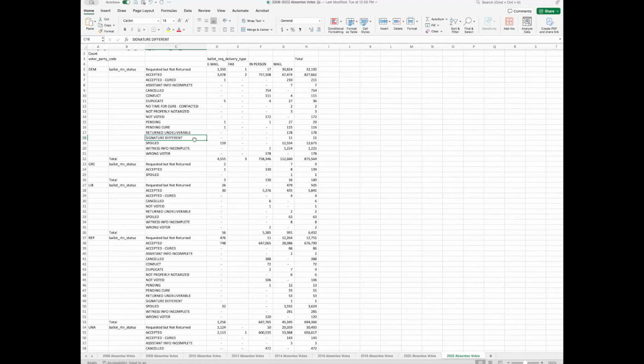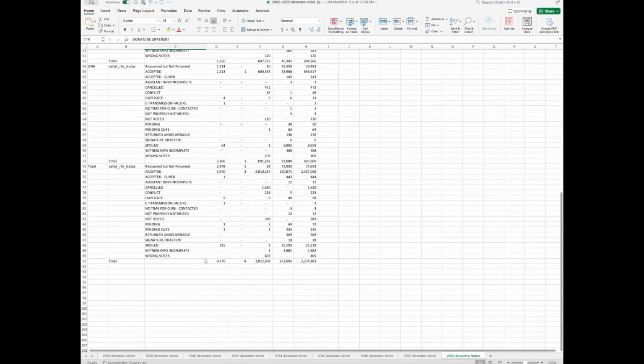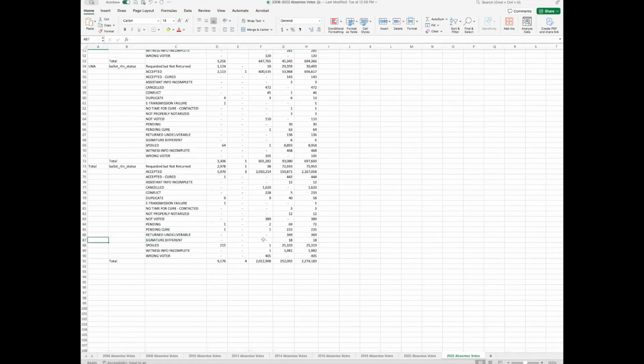Yeah, because I get it if it's not signed, but unless they have your original signature from when you first registered or whatever, I don't know. Because they weren't requiring in 2006 a copy of an ID with it either. Right. And that copy of the ID just went into effect. Right. So the signature different may be somebody other than the voter that signed the mail-in ballot.